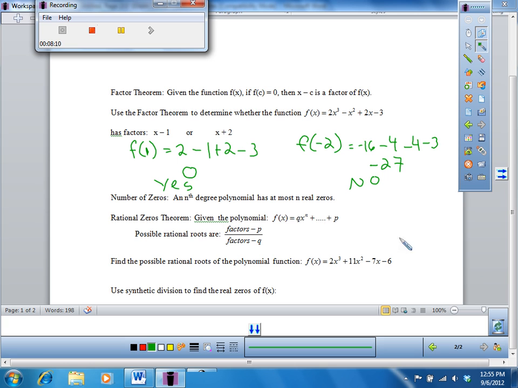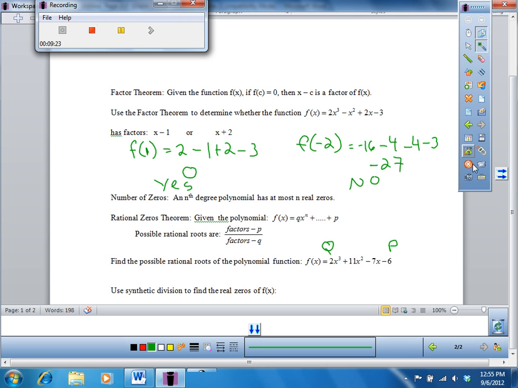The way you find that is the factors of p. This is p over here, and this is q over here. P is your constant term, and q is the coefficient of your highest degree term.